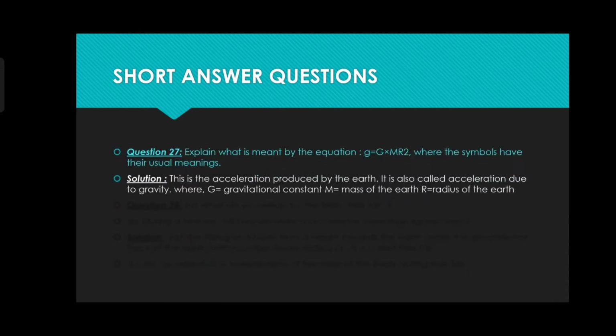Question number 27. Explain what is meant by the equation g is equal to G into M divided by r square, where the symbols have their usual meanings. Solution. This is the acceleration produced by the earth. It is also called acceleration due to gravity, where G is equal to gravitational constant, M is equal to mass of the earth, and r is equal to radius of the earth.